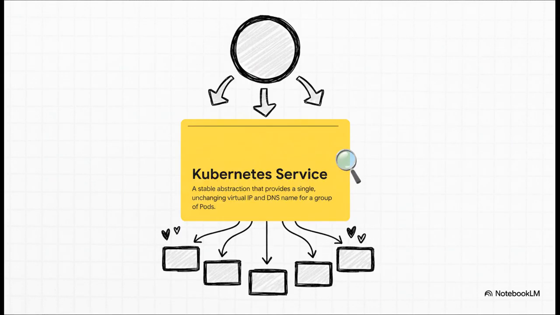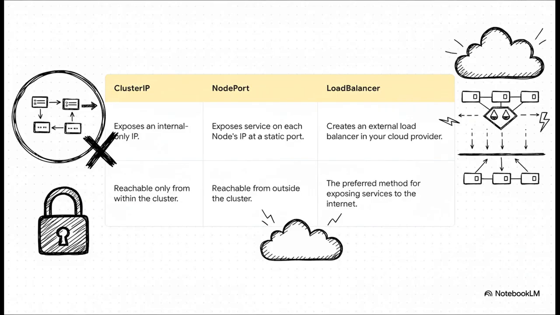A service acts as a stable, virtual middleman. It gets its very own IP address that, and this is the important part, doesn't change. And it constantly keeps track of all the healthy pods that belong to your app. So when you send traffic to the service, it just automatically forwards it to one of the ready pods. Simple as that. Now, services come in a few different flavors, but you'll run into three main types.